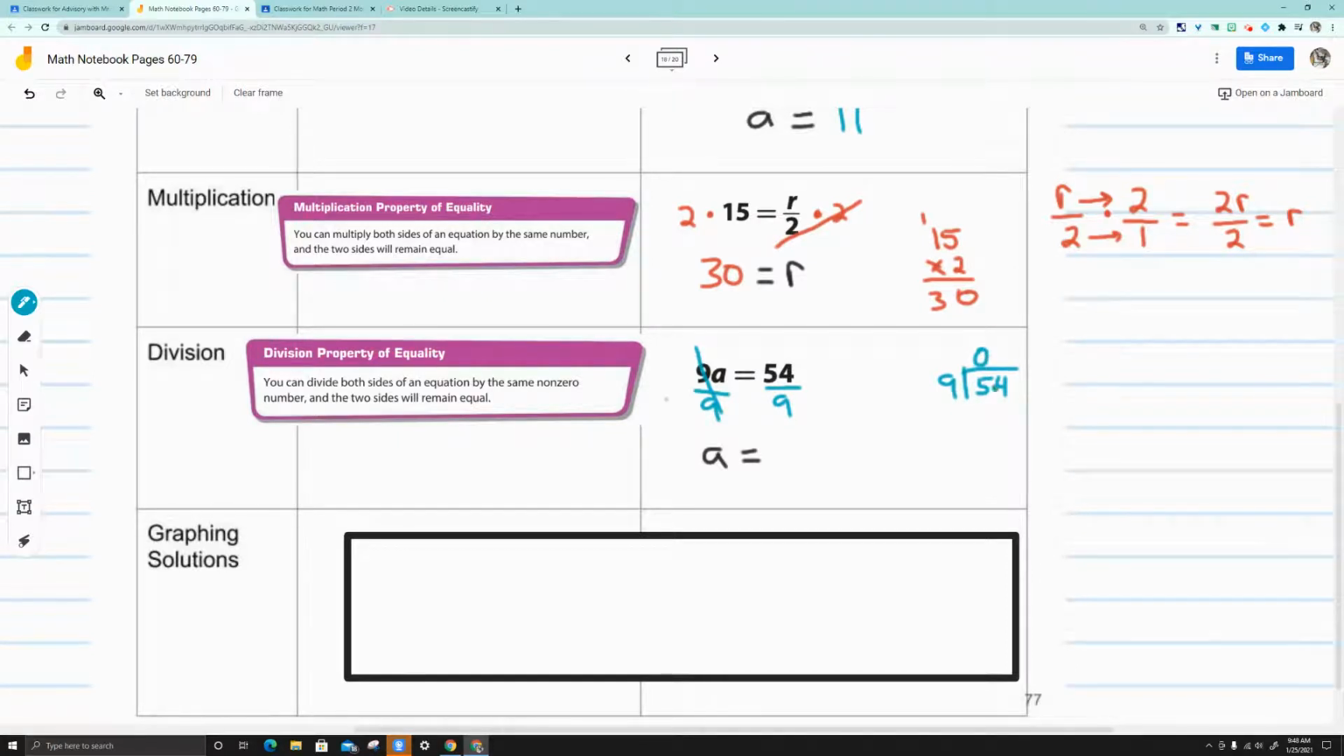So now I'm going to go over to 54. How many times does 9 go into 54? If I'm not sure off the top of my head, I could take a guess and say, well, 9 times 5 is 45. 9 times 6 is 54. So 6 goes here. 9 times 6 is 54. 54 minus 54 is 0. I have no remainder. a equals 6.